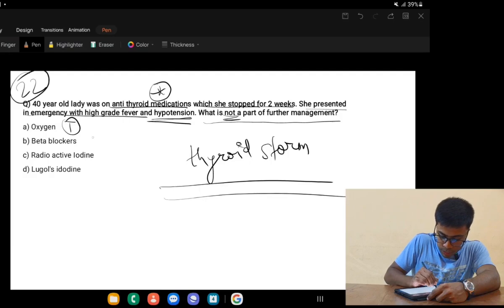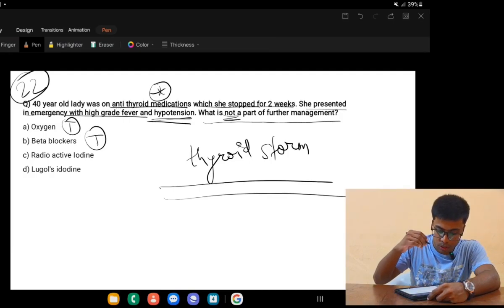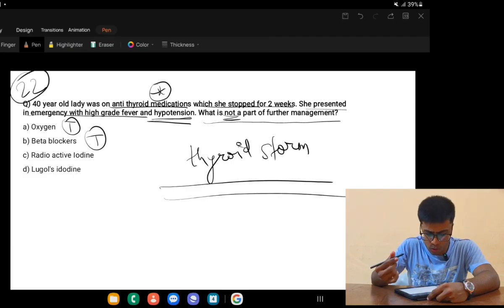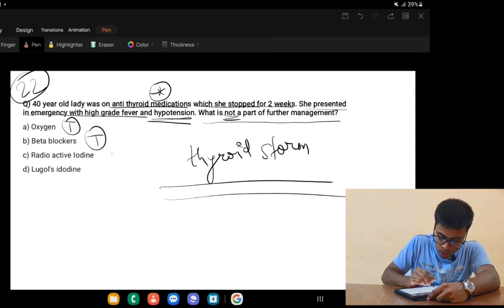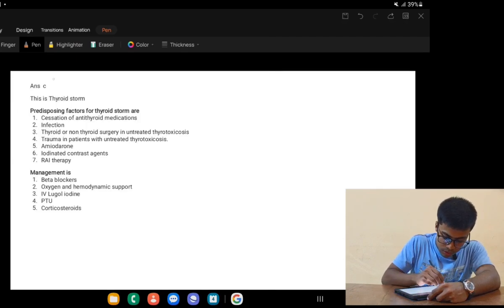We should give oxygen. Then beta blockers, yes we should, because the adrenergic effect will be downgraded by beta blockers. Then radioactive iodine, I guess no. Lugol's iodine we do give, but radioactive iodine we don't give. So let's see the explanation. This is thyroid storm. The answer is correct, but how did it come?